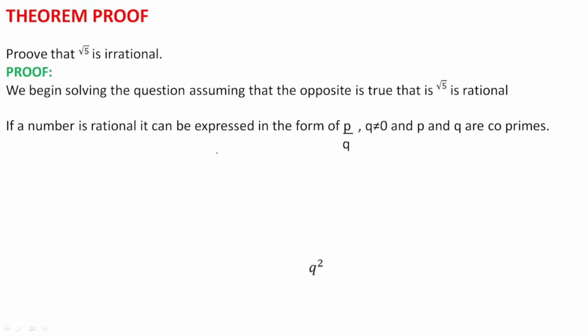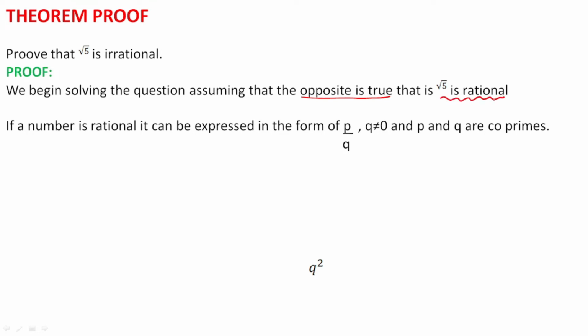Today we are going to look at the real numbers chapter. We will be looking at a theorem, that is how to prove a number is irrational. We will start with a theorem which proves that root 5 is an irrational number. We begin this proof with an assumption that the opposite is true, that root 5 is rational.